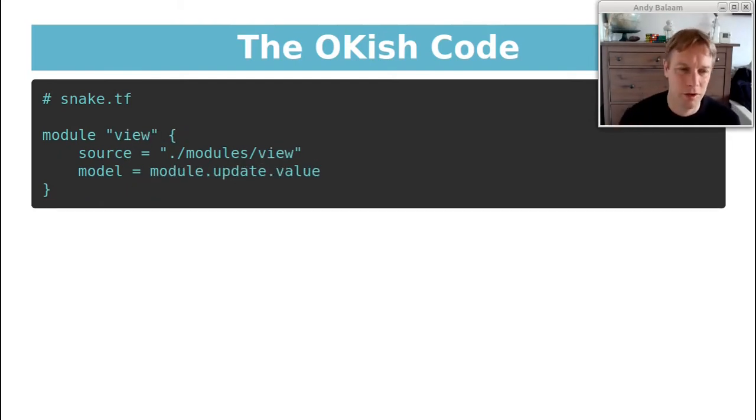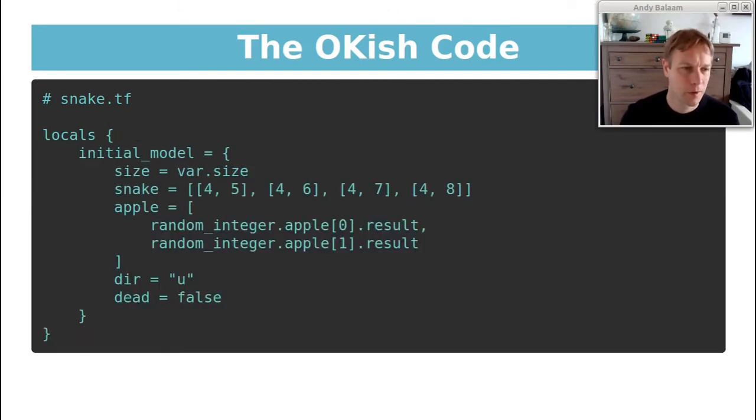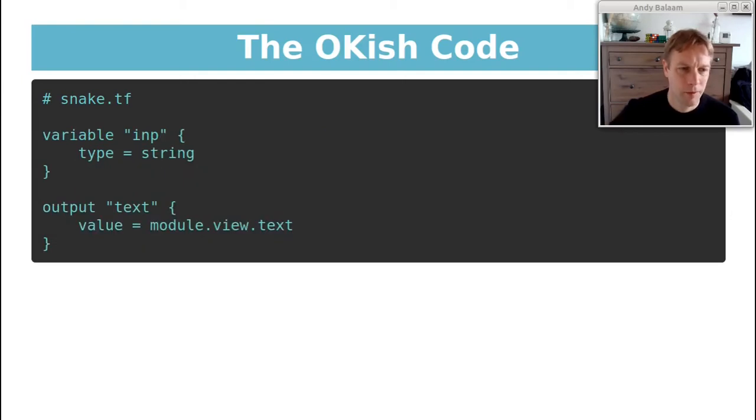Okay, and then we're going to use another module as well. This is the one we've already seen referred to before. So we referred to the answer from calling this module before. Let me show you where. In that output section, when we say module.view.text, we're saying, go and look at the module call, whatever invocation that I called view, and then get the output out of it called text, and that will be our value.